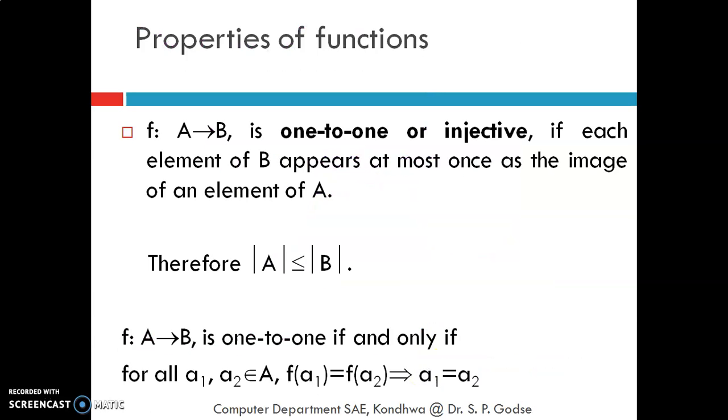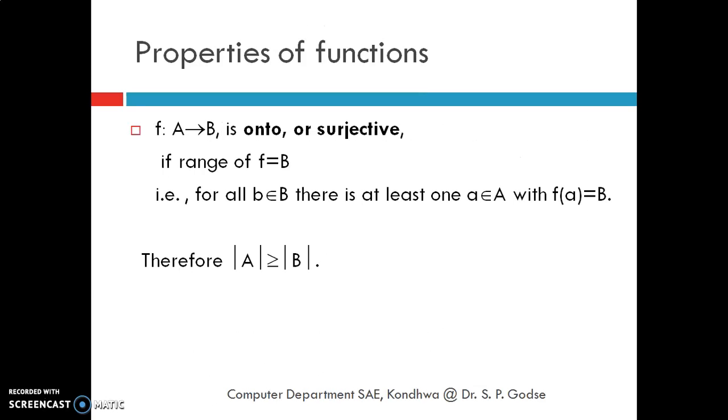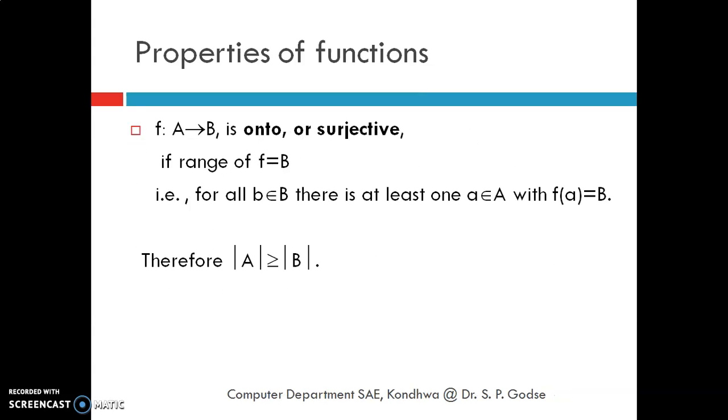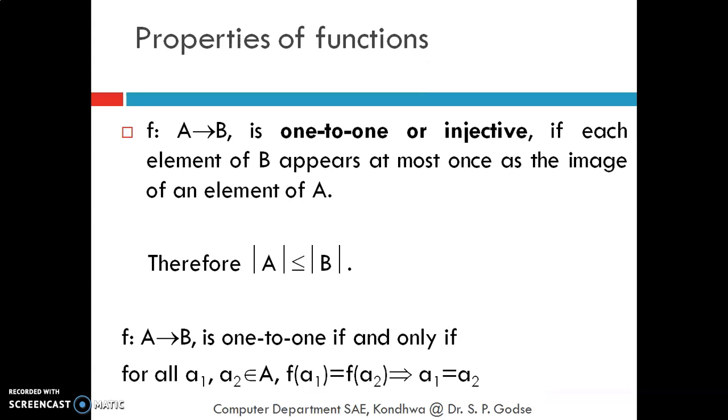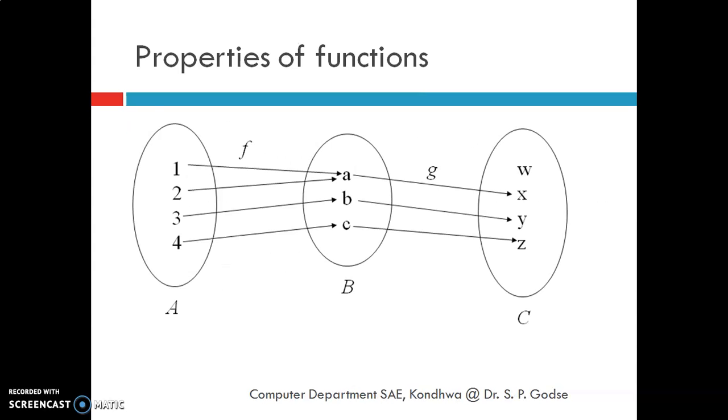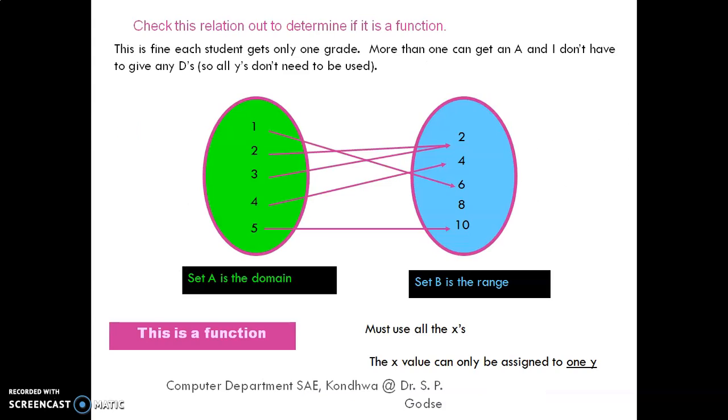Now we'll see the properties of the function. Depending on the assignment of the codomain values to the x, there are different types of functions, that is one-to-one function, onto function, and bijective function. We'll see them one by one. So, properties of function.